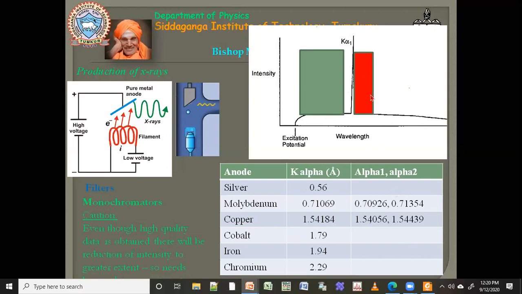If I use a monochromator, then what I'm doing, I'm blocking the K alpha 2. So in that case, you get a different K alpha. So again, it's not just 1.5405. Instead, there will be some modification. So this depends on the crystal that is used for monochromatization.